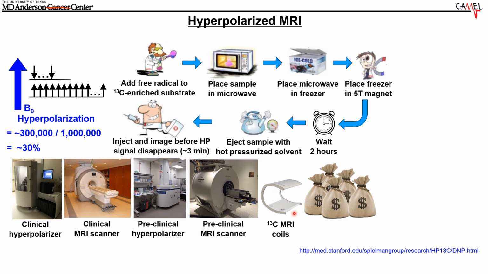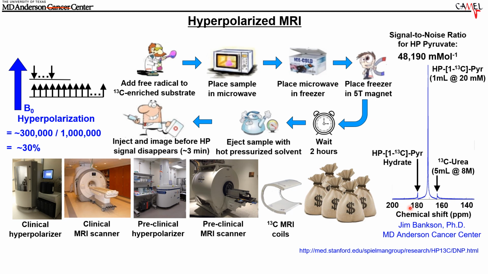And then if you have money, well, if you have a lot of money, you can pull off this experiment with this rather sophisticated chemical reaction and these coils, and you can start to get extremely large signals. Here's the signal to noise of hyperpolarized pyruvate as being extremely large compared to non-hyperpolarized pyruvate, which is barely viewable. This is all from Jim Bankson here at the MD Anderson Cancer Center, and also some materials are from Stanford University as well. So I'd like to thank Jim and Dan Spielman for this material.